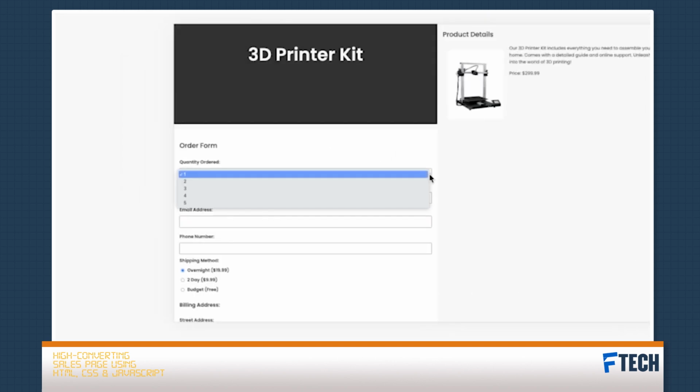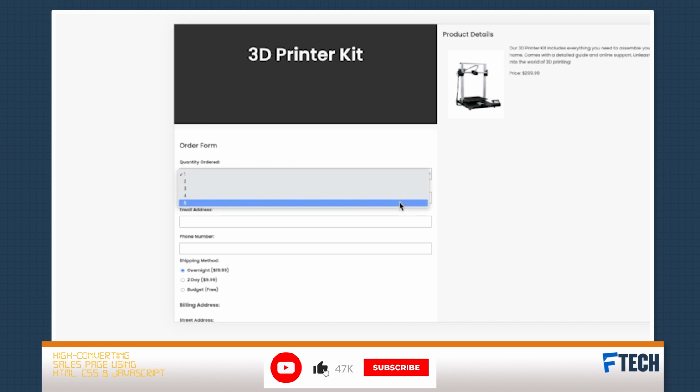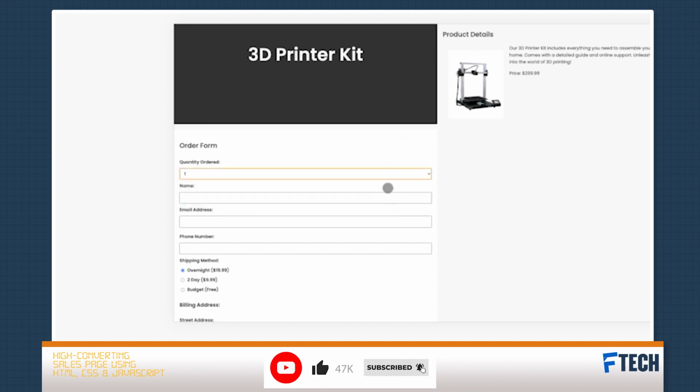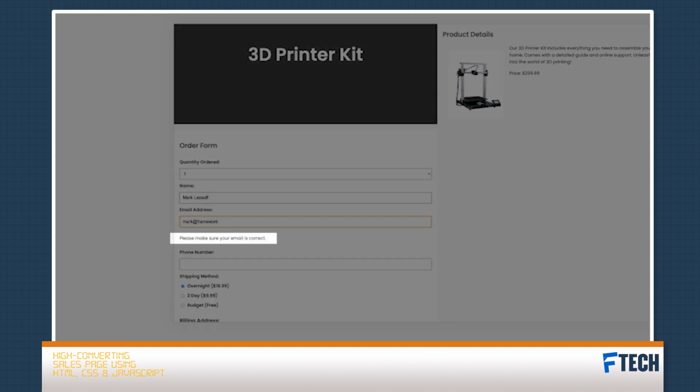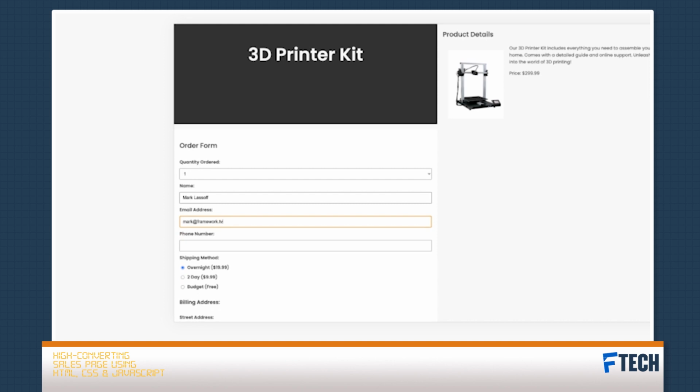First, we have a quantity ordered. I wanted to limit the quantity to 5, so I made this a drop-down with the values 1 through 5. A place for the customer to enter their name and their email address. Notice when I started entering my email address, that pop-up came: please make sure your email is correct. I'm going to finish my email, and it disappears.